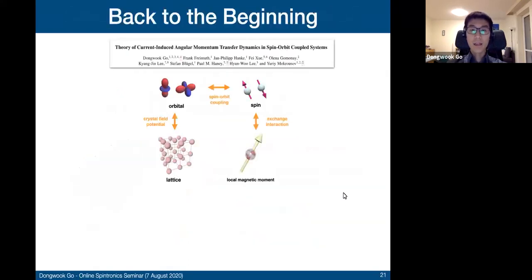Because spin and orbital torque are really difficult to disentangle, we have to somehow come back to the beginning that I showed you. In this paper, to which a lot of authors contributed, we analyzed how angular momentum is transferred between different channels, like how orbital and lattice interact, how orbital and spin interact, and how spin and local moment interact in every part of the magnetic bilayer structure.